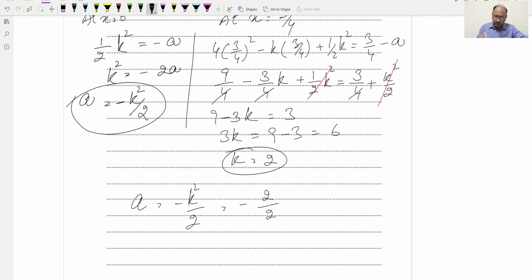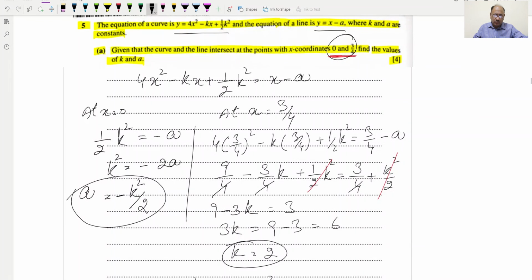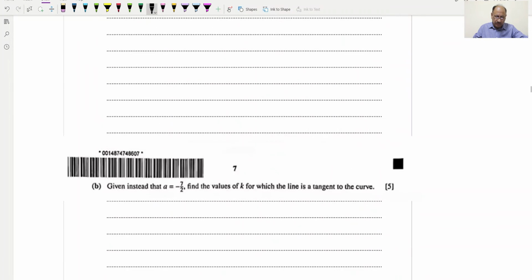K is equal to 2, so this will be 2 squared by 2, so it will be minus 4 by 2, which we can write as minus 2. So a value will be equal to -2, and this is done. We were supposed to find k and a value, and this was a 4-mark question which we got.